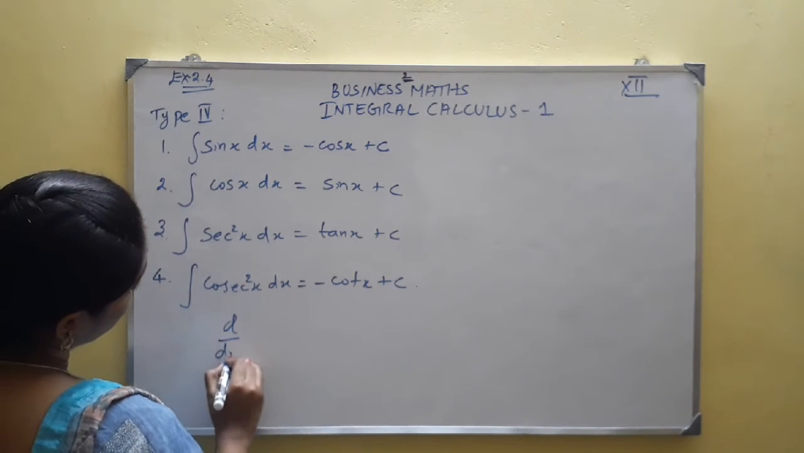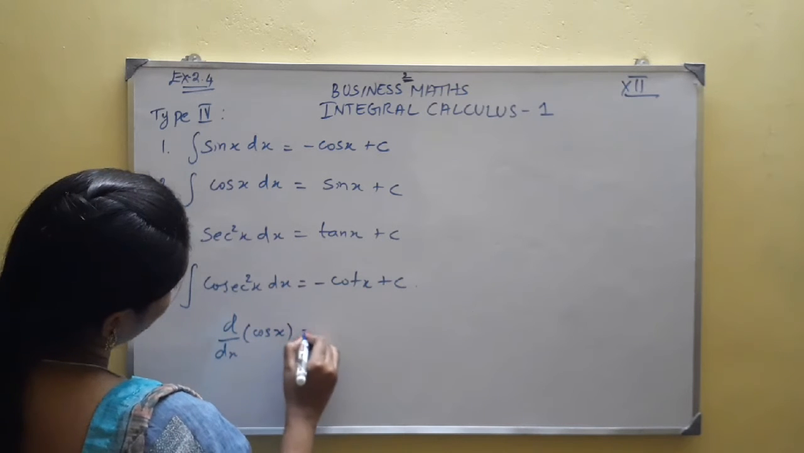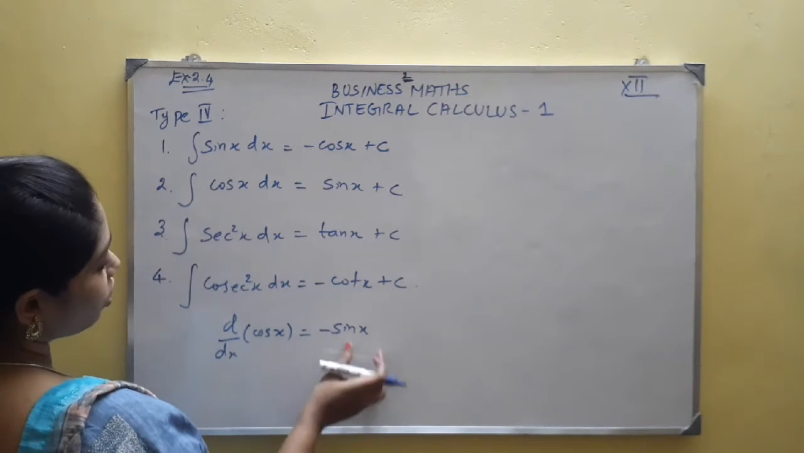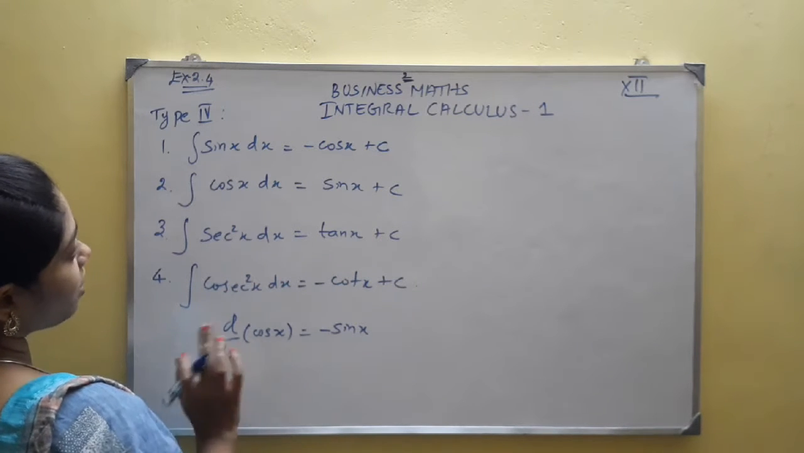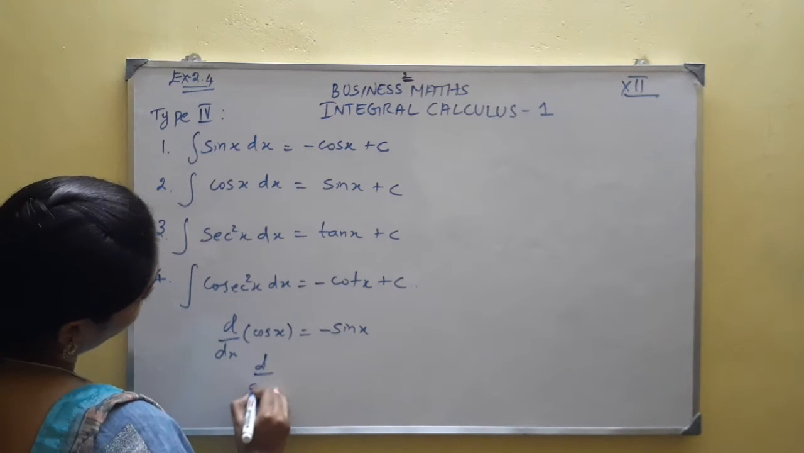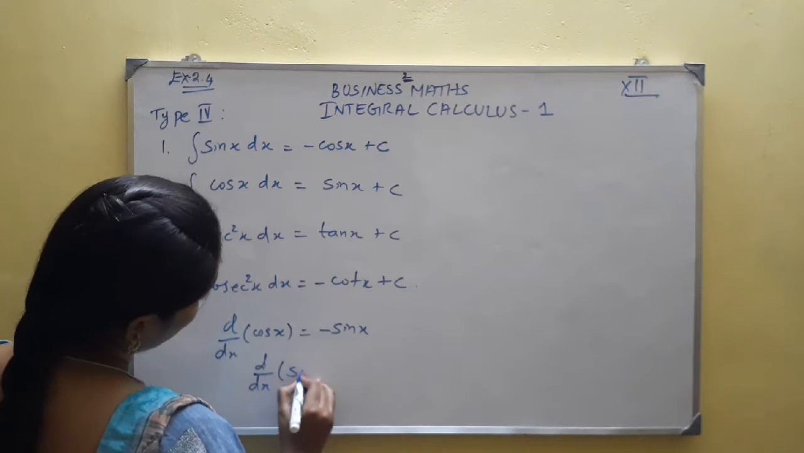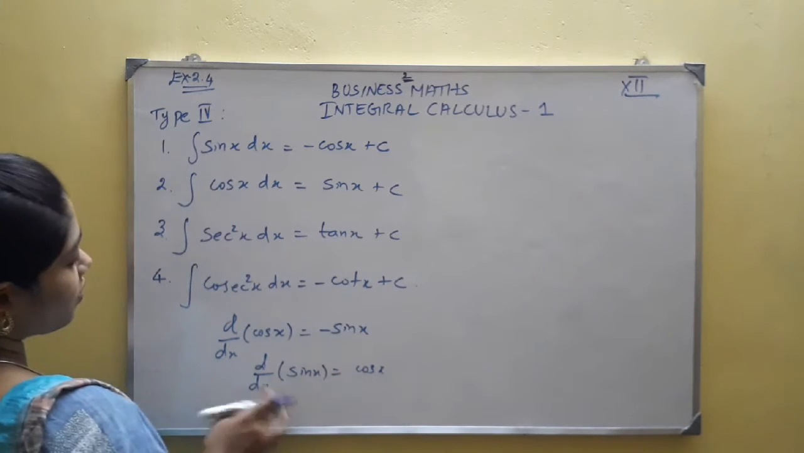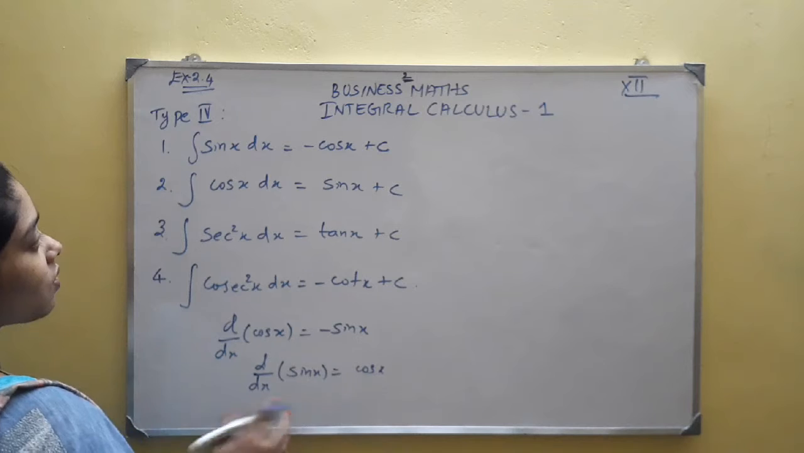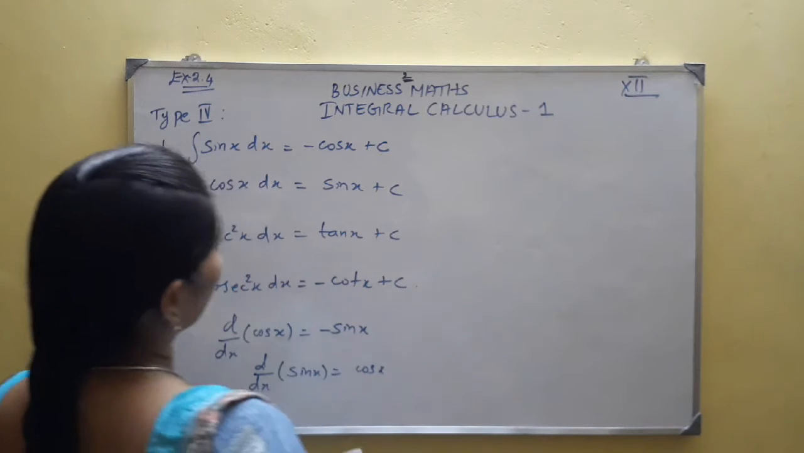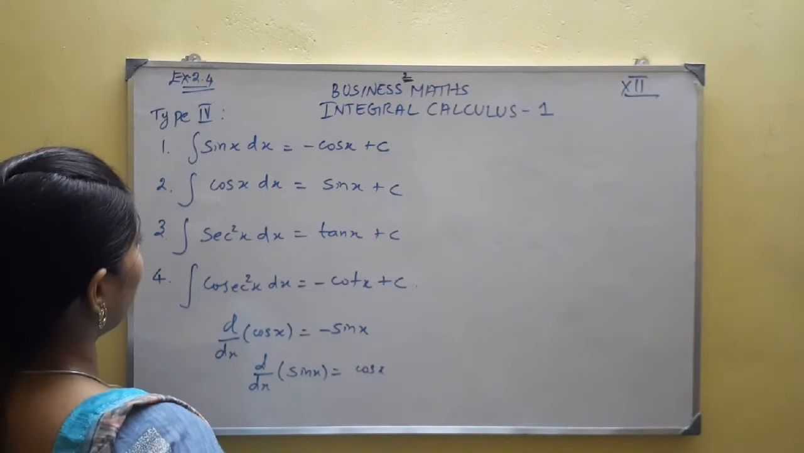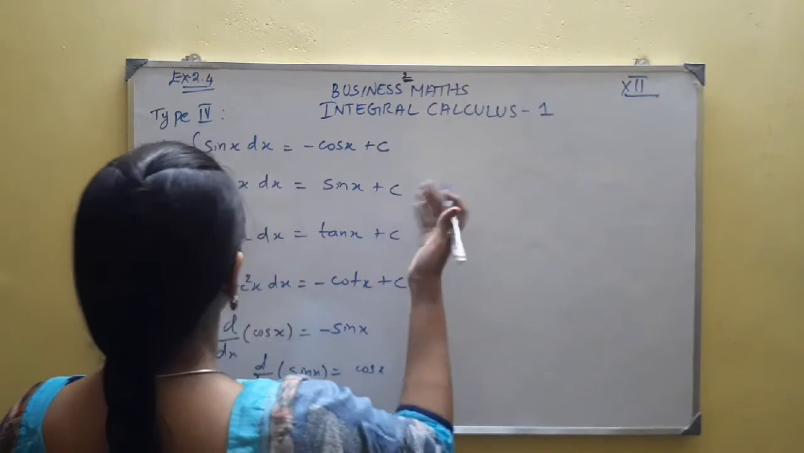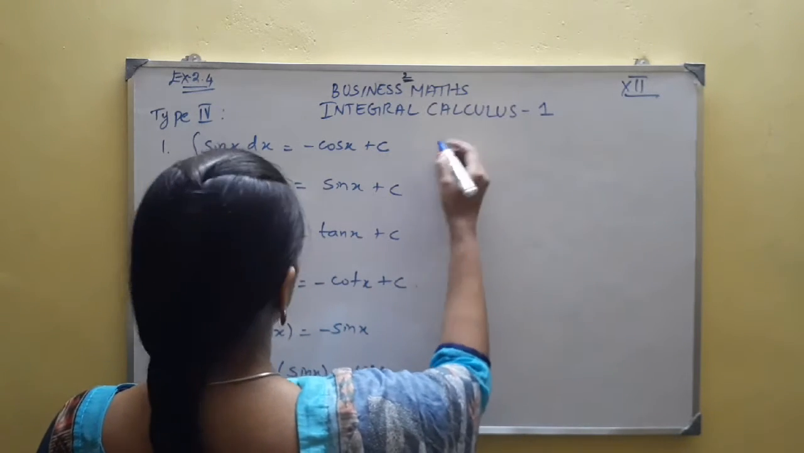Observe this, differentiation of cos x is actually minus sin x. So integration of sin x gives you minus cos x. Same way, differentiation of sin x gives you cos x. So integration of cos x gives you sin x, because integration is the reverse process of differentiation, and this is by the decomposition method. So the results are directly from the differentiation part.